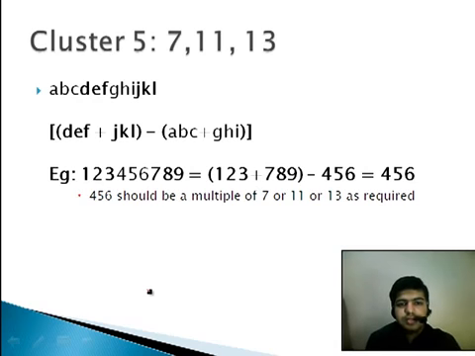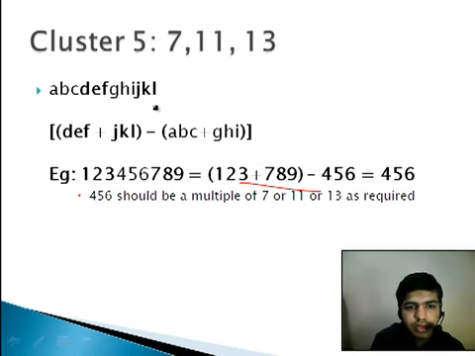The next cluster that comes is 7, 11 and 13, that is cluster 5. What we did in cluster 4 for 11 is very similar to what we'll do over here. Consider a huge 12-digit number, which I've generalized as A, B, C, D, E, F, G, H, I, J, K, L. We'll make groups of 3 numbers starting from the right-hand side. In 11, we were making groups of alternate single digits, but here we'll take alternate groups of 3 digits.